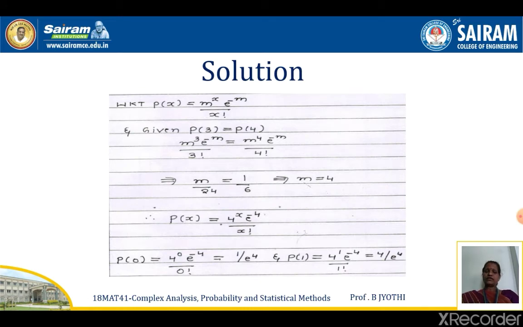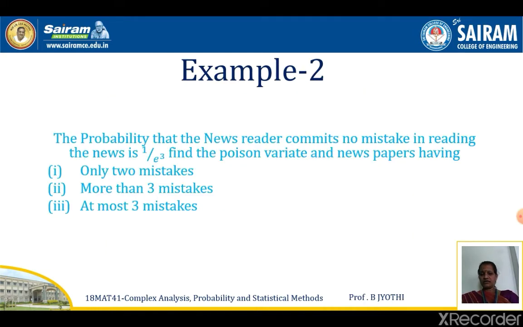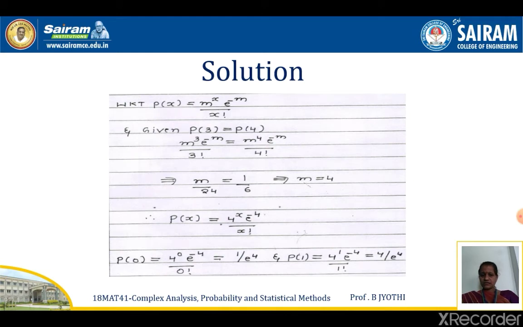So when we substitute x equals 0 and 1 in the obtained formula, p of x is 4 power x e power minus 4 divided by x factorial. Therefore, p of 0 is 4 power 0 e power minus 4 by 0 factorial, and that is nothing but 1 upon e power 4, because 4 power 0 is 1 and 0 factorial is also 1. Next, p of 1 is 4 power 1 e power minus 4 divided by 1 factorial. That gives us 4 divided by e power 4.